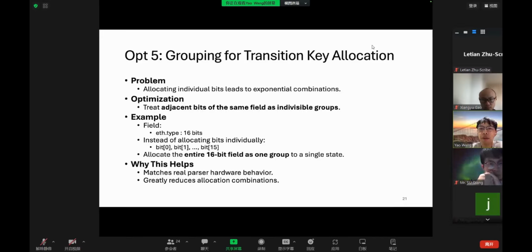So far, we've talked about which bits and which values matter. So next we focus on how bits are allocated to states. Naively allocating bits individually is disastrous. Each bit can go to multiple states, leading to exponential combinations. ParserHawk instead allocates groups of adjacent bits from a single field as individual units. For example, the entire 16-bit ETH type field is treated as one group. This mirrors how real parsers operate and reduces computational explosion from per-bit to per-field decisions. The optimization is especially important for multiple-stage and pipeline parser architectures.